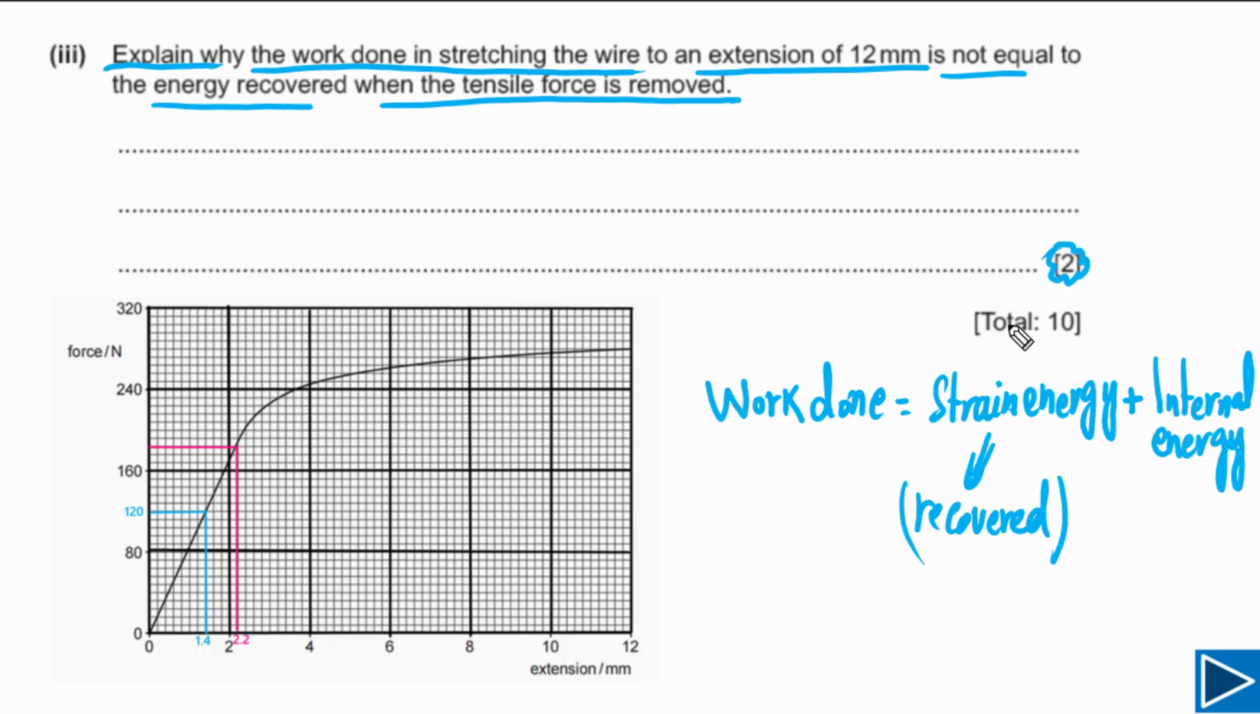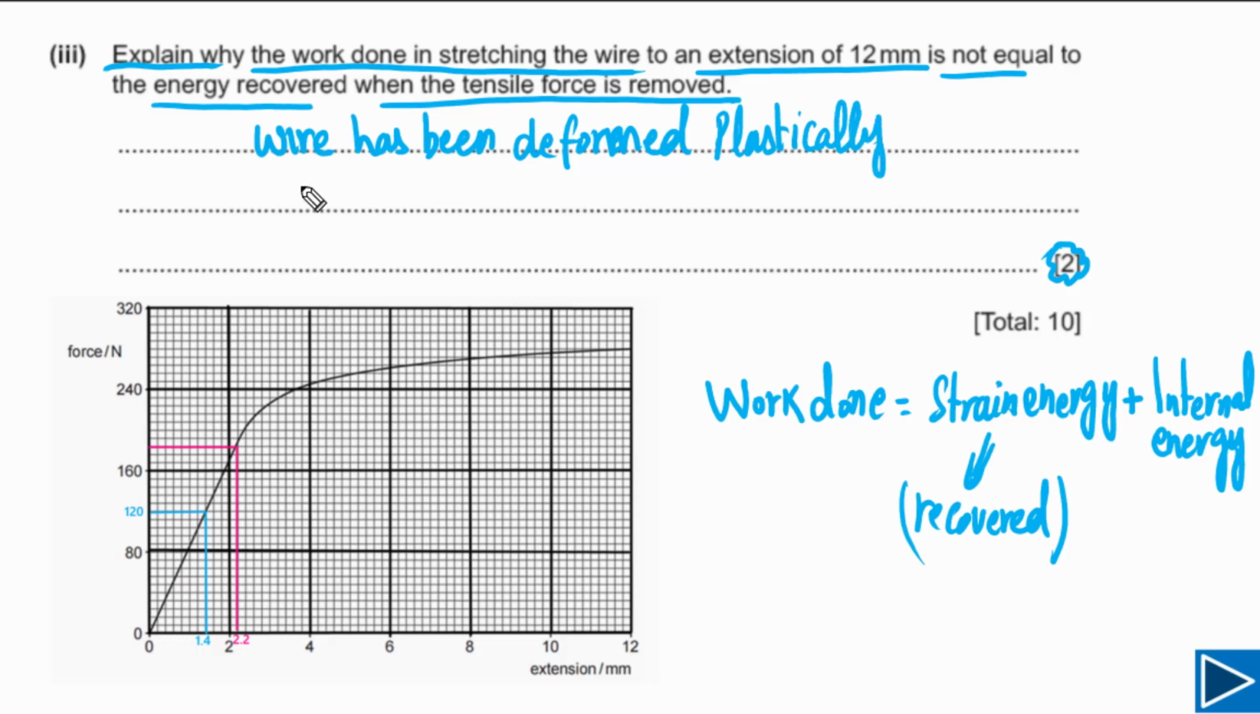So simply, the first point we can write down: the wire has been deformed plastically. So the wire has entered the plastic region, deformed plastically. And the second one, we can say energy becomes internal energy. Some amount of work becomes internal energy of the wire or internal energy of molecules, and this is the potential energy of molecules.